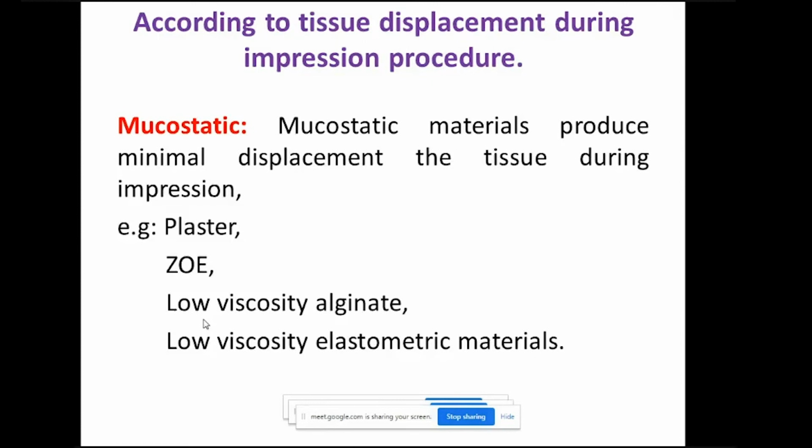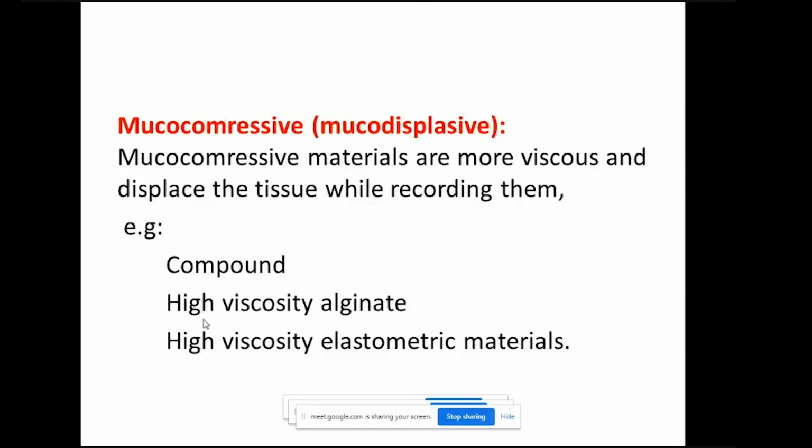Mucostatic produces little displacement, like plaster, ZOE, low viscosity alginate, low viscosity elastomeric material, while compressive, from its name, produces more tissue displacement, like impression compound and high viscosity alginate and elastomeric impression material.